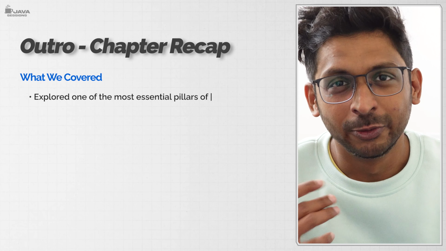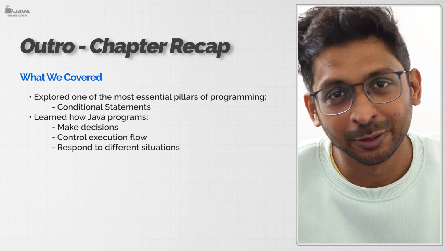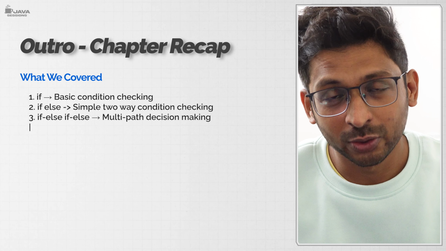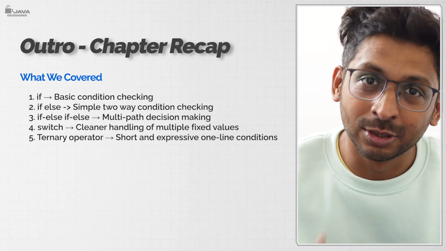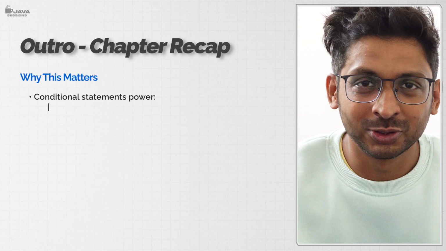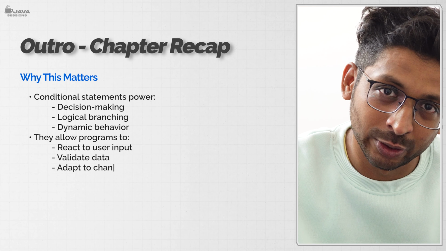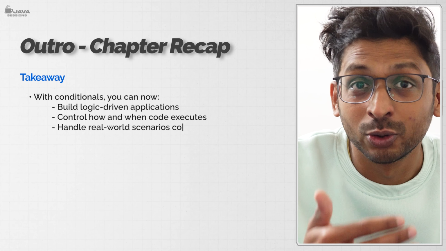Wrapping up this chapter, we explored the concept of conditional statements in Java. We understood different types of conditional statements. That is the simple if block, the if else blocks, the if else if else blocks, the switch statement, and the ternary statement. These conditional blocks are going to help us define the flow of execution in a Java program. It is going to help your Java program make decisions dynamically based on the conditions.